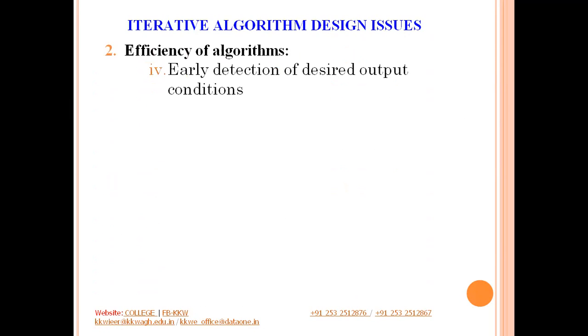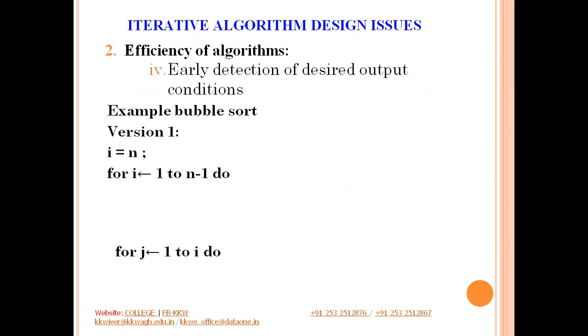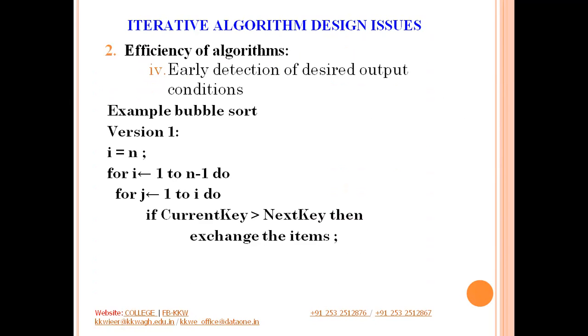And now the last way in which you can improve the efficiency of the algorithm is early detection of the desired output condition. For this, let us take an example of bubble sort. I hope everybody is aware of bubble sort. This is the first version and most generalized version of bubble sort that we have all probably studied so far, in which we are using a variable I initialized to n, and we are using two nested for loops. The first for loop is with I from 1 to n minus 1, do. For j is equal to 1 to I, do.